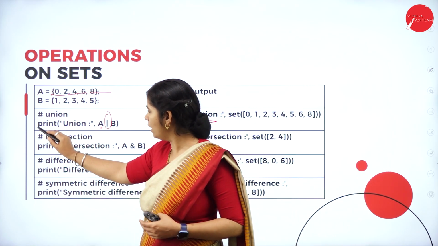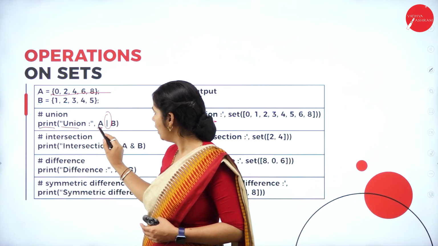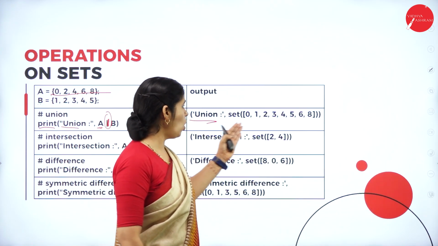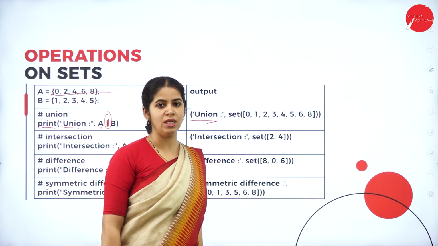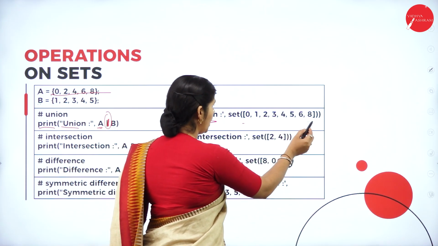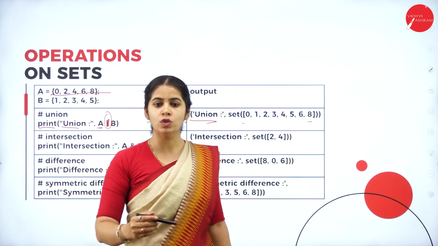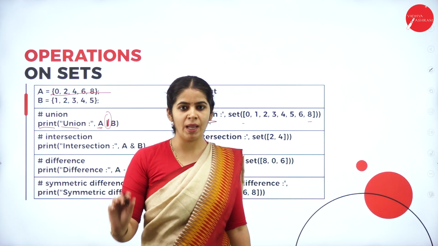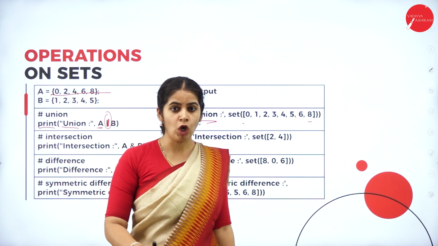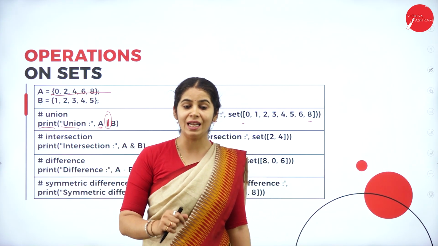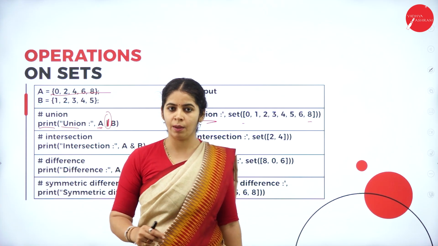When I say print union of A and B with this operator, it will print all the elements that are present in A as well as in B, that is from 0 to 8. But when it is displaying, it's not mandatory that it should display in the same order. It can display in any order. Why? Because set is an unordered data type.